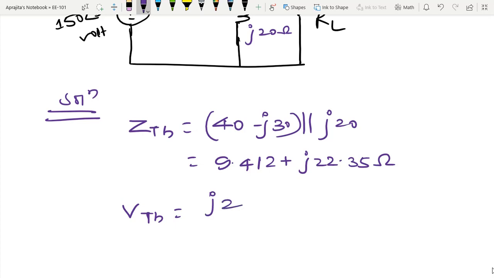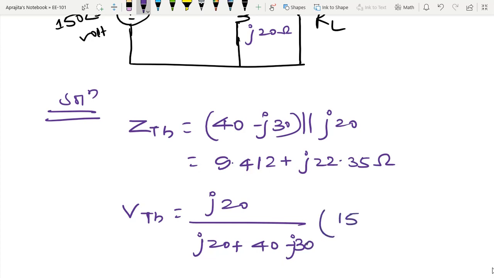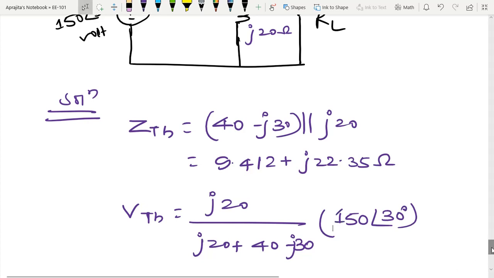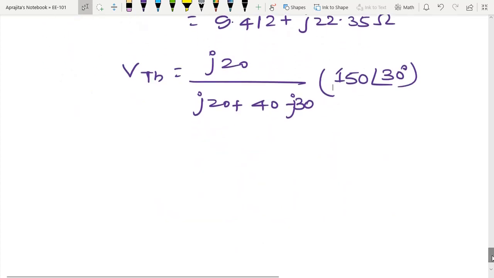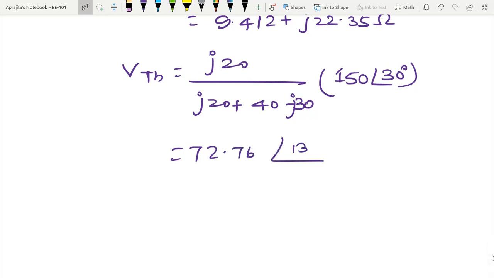After that, in order to calculate the VTH, I just have to remove RL, and after that we have to calculate the voltage across RL. So that is J20 by (J20 plus 40 minus J30), and I have V that is like this. So if you do this calculation, then you are going to get 72.76 at 134 degrees in volt.